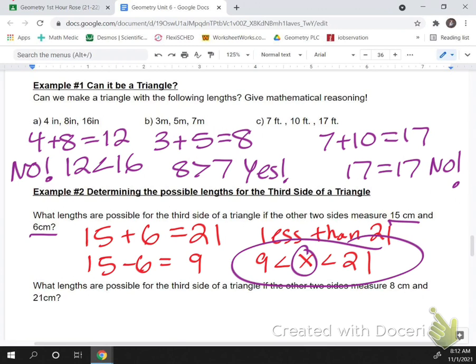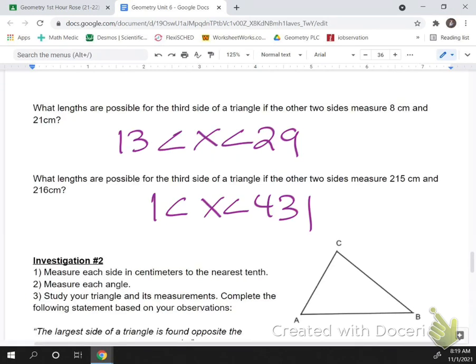Questions on that example? Try this one now with your team, please. Please check your work. Check it. Questions about the first investigation?